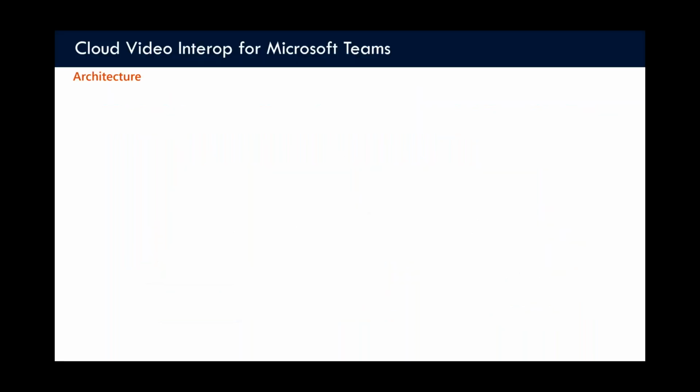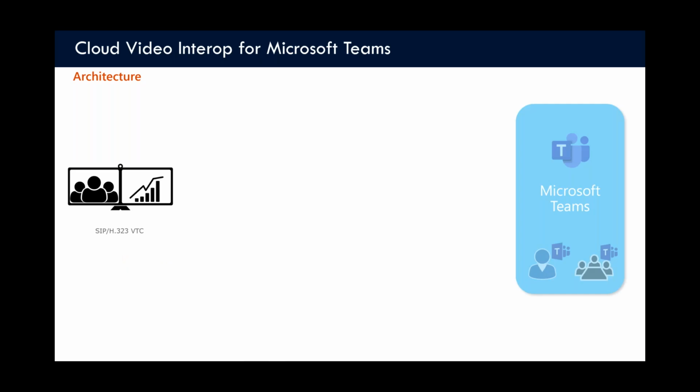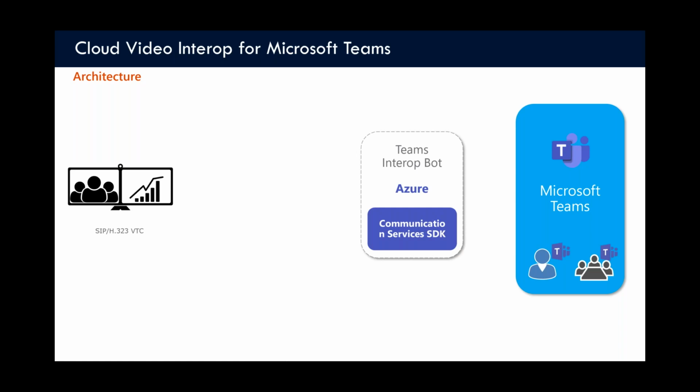Now the architecture, how does this actually work? So on one side, we have our SIP or H.323 video conferencing endpoint that we want to be able to join our Microsoft Teams meeting. And of course, on the other side, we've got Microsoft Teams. What Cloud Video Interop is, it's actually made up of a couple of components, but one of them is a Teams Interop bot that Microsoft has developed that always lives in Azure, okay? So this lives in Azure and is doing a lot of the heavy lifting when it comes to getting SIP or H.323 endpoints into a Microsoft Teams meeting.